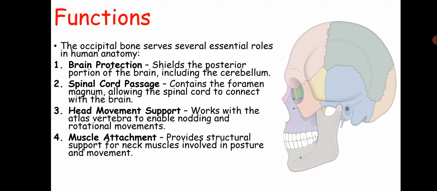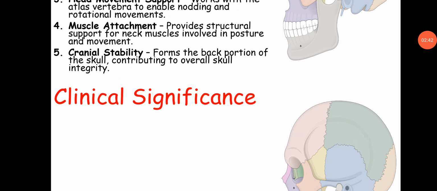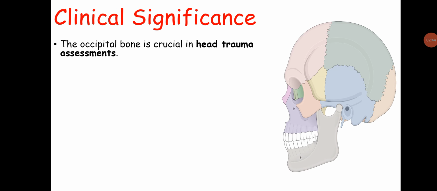Next function is muscle attachments, that provides a structural support for neck muscle involved in posture and movement. Next function is cranial stability, as it forms the back portion of the skull and gives it integrity. Now let's talk about clinical significance of occipital bone.